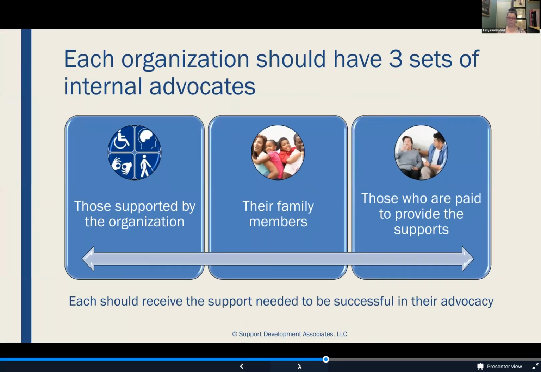I think it's really important that we understand that there are advocates that may be people who use services and supports of the organization. So we would call them peer advocates. Peer advocates can really create positive pressure for change. And it's especially important when it is developed to complement other forms of advocacy that's going on in a significant way.